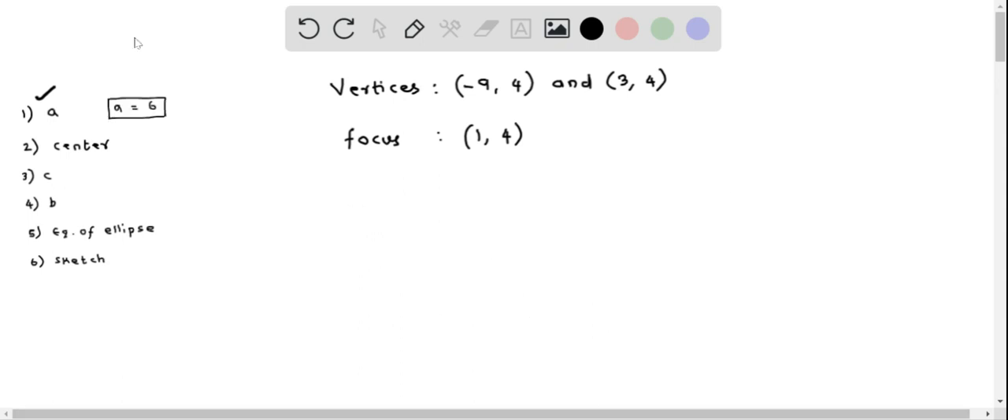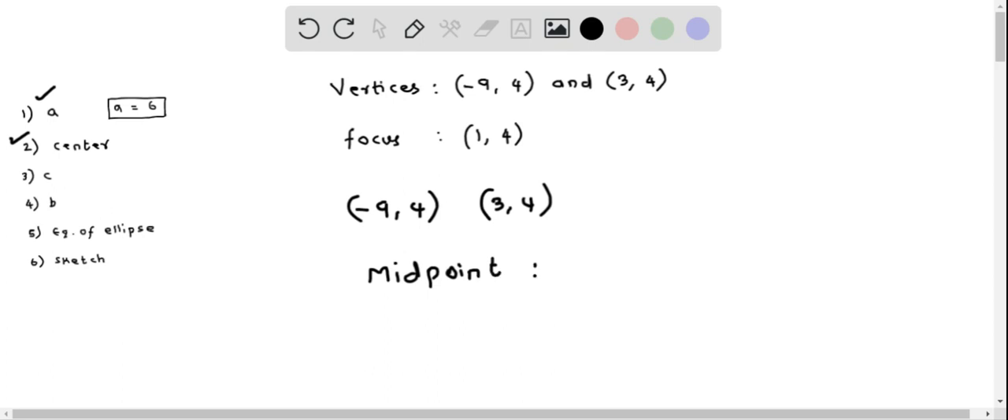Now we find the center of the ellipse. Center is the point which lies exactly in the middle of the two vertices. So let's consider the vertices (-9, 4) and (3, 4). The center is the one which lies in the middle of these 2 points. So we can use the midpoint formula to determine the coordinates of the center.